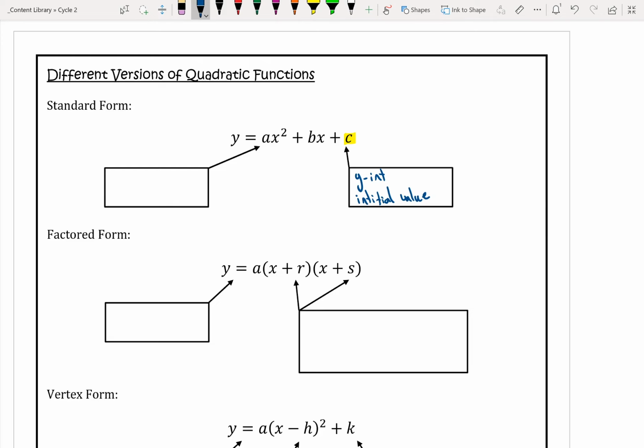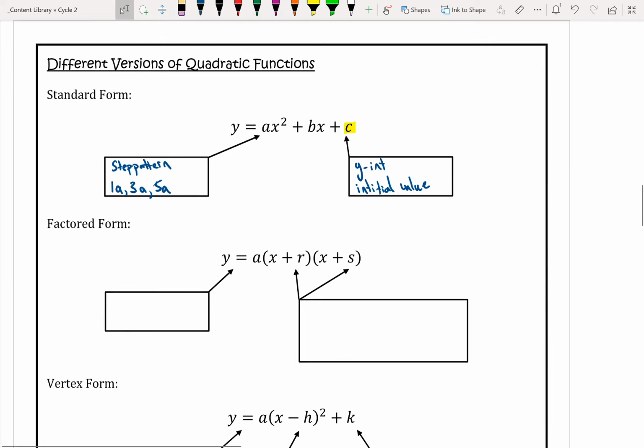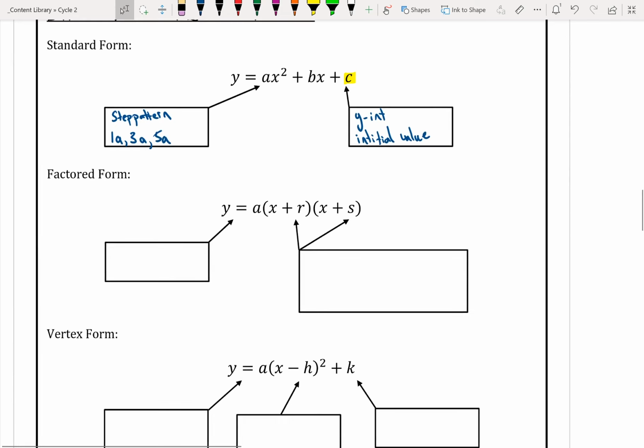And we should know initial value also means starting value, again, depending on what the scenario is, but generally in every case it's the y-intercept. The A represents what we call the step pattern. Again, that may be familiar from last year, but we'll talk about it below. The step pattern basically follows the pattern of 1A, or 1 times A, 3A, 5A. So those are the only two pieces of information standard form gives us.